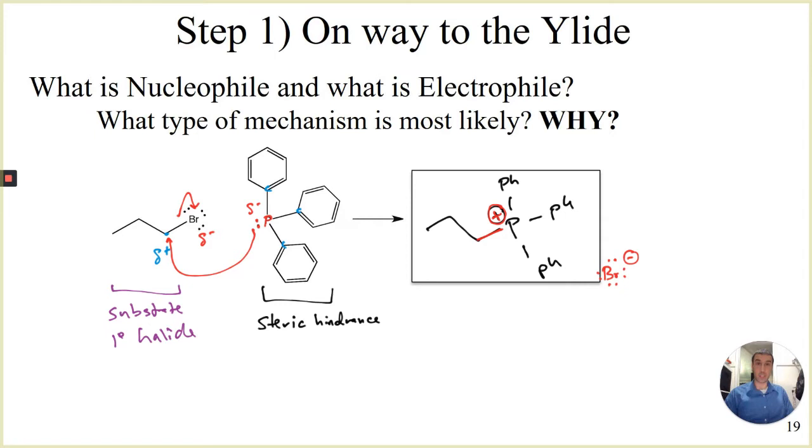The elimination doesn't really make sense because we have a primary halide, and to run an elimination or an E2 elimination, we would need a secondary or greater. So with that primary halide, we're really only seeing an SN2 type mechanism come out of this. Okay? Is this what we actually see? Yes, it is, which is kind of neat.